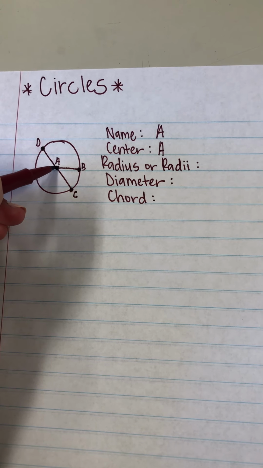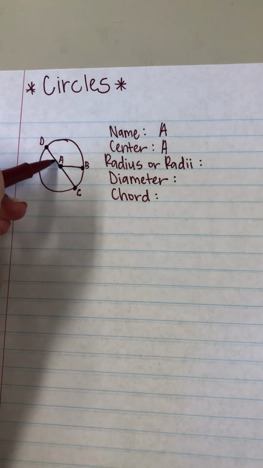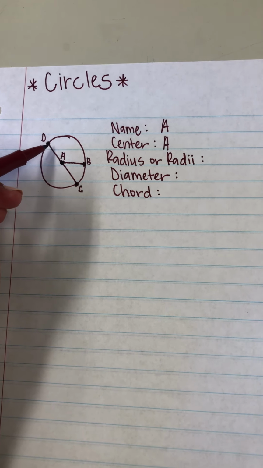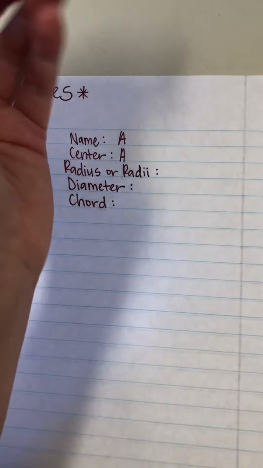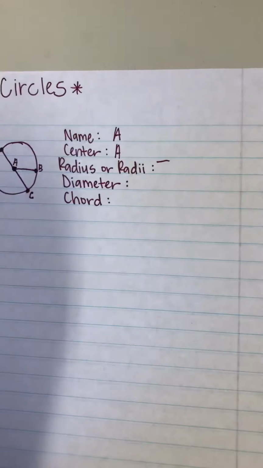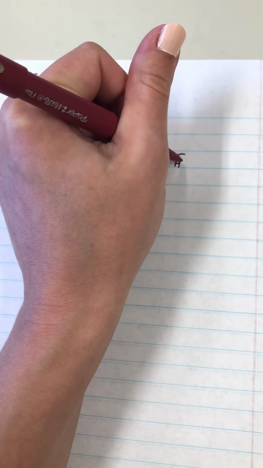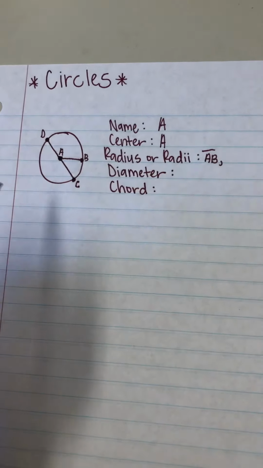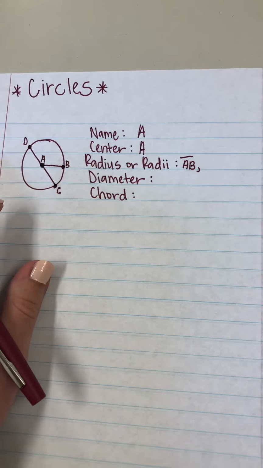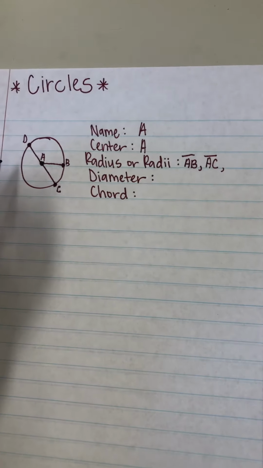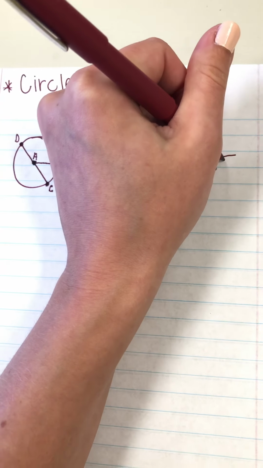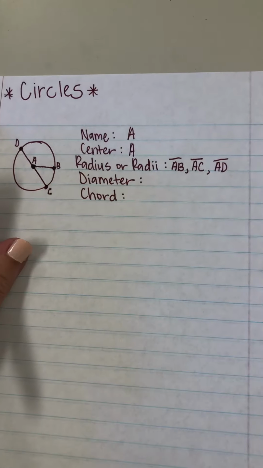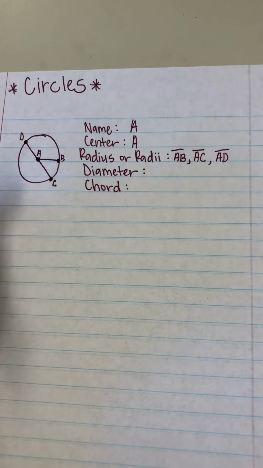So simply it is the line segment that starts in the center and goes all the way to the outside of the circle. So I actually have 3 radii for this circle. The first one I have is radius AB, because it goes from the center to the outside. I have a radius AC, and then lastly I have radius AD. So those are all of my radii for this circle.